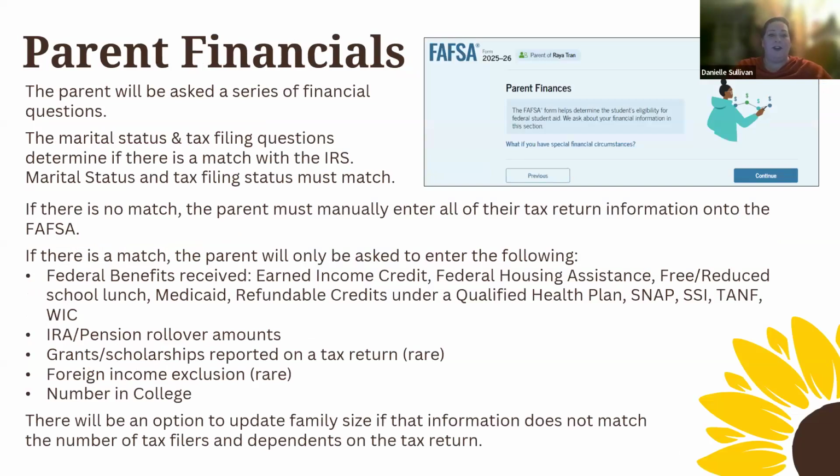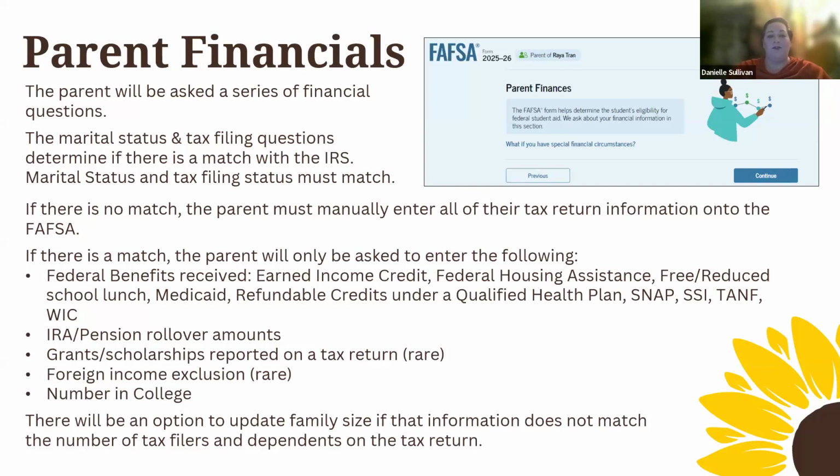So the parent financial section is going to be a combination of reporting income and assets, and we're going to start with income. So first, they're going to answer that marital status question and the tax filing question, and that's going to see if there's a match with the IRS, and they must match in order for that match to work. If there's no match, the parent will manually enter all of their tax return information, but if there is a match, they're only going to be asked to answer the following questions.